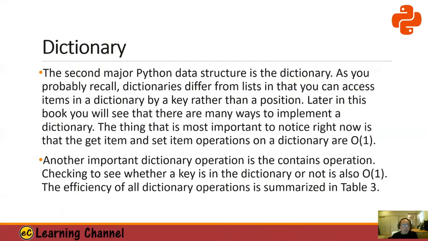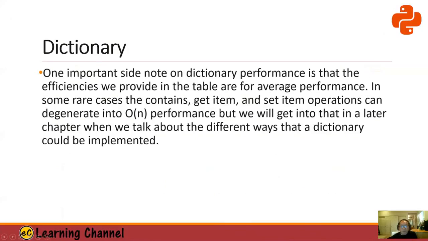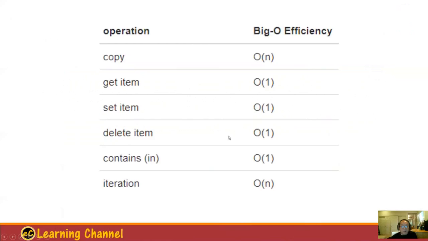So dictionary. The second major data structure for Python is the dictionary. Dictionary differs from list in that the most important thing is that getting an item and setting an item are order of 1, because there may be a hashing table. It's important to know that the set operation can be order of n. Let's look at it. Copy is order of n, get item is order of 1, set item is order of 1. And dictionary may have a hashing table.